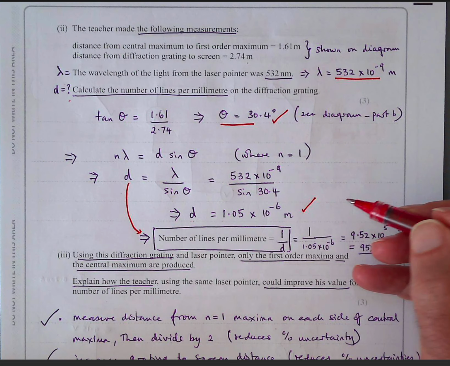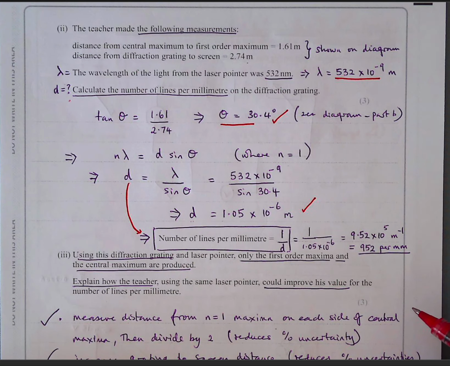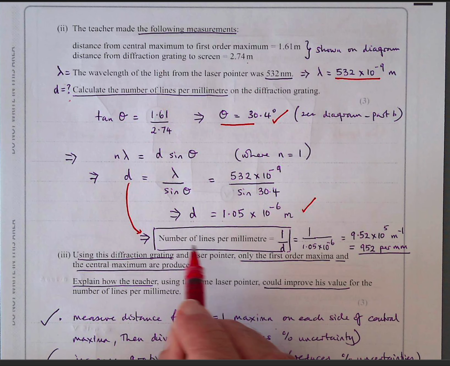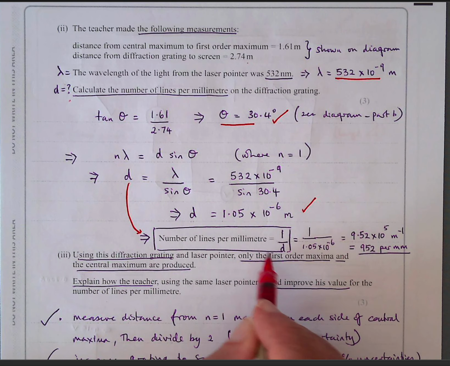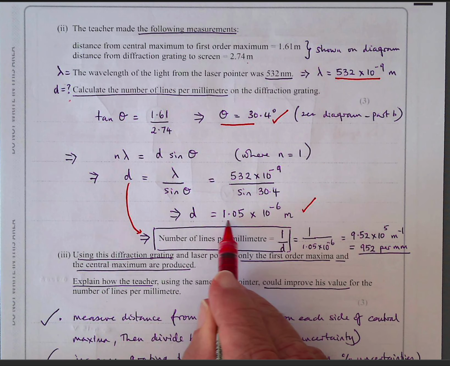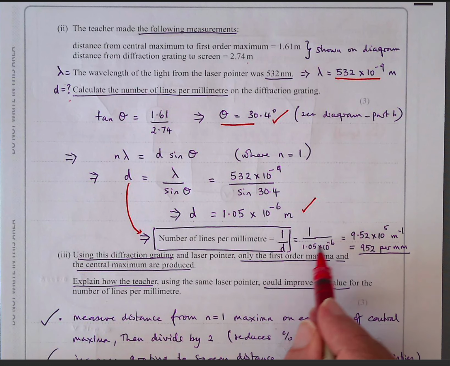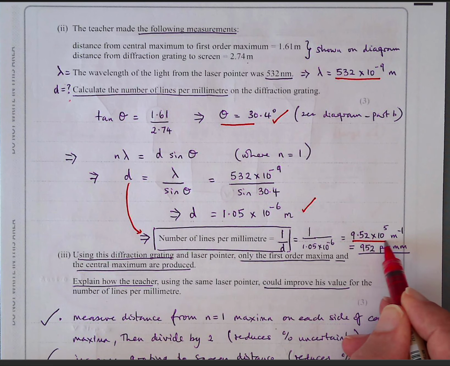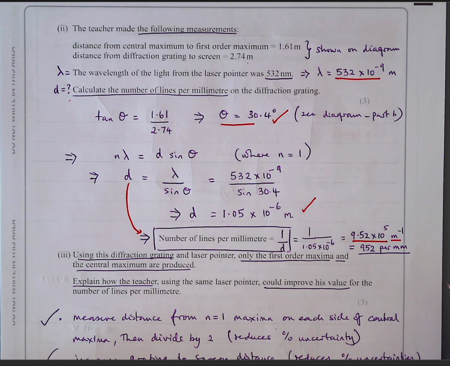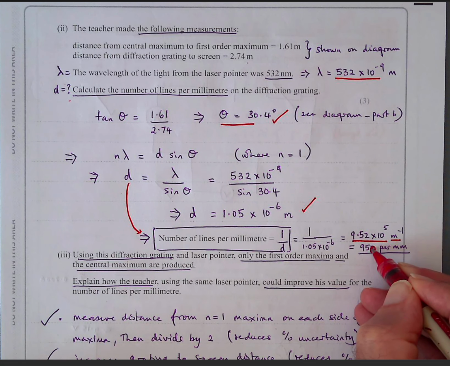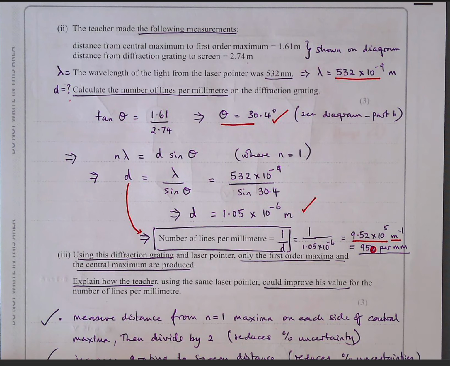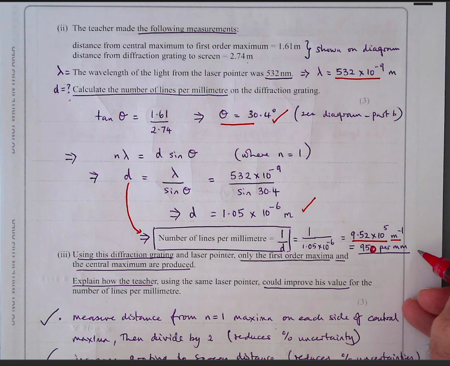calculating this. Then 1 over d is the number of lines per meter. The distance tells you how many you've got per meter, but obviously that's not a sensible size, so normally we give it per millimeter, and you'd probably round that to 950 because there will be some uncertainty in your measurements. So it'll be about 950 per millimeter if you calculated it properly. Those are the 3 marks that we would get. Hope that makes sense.